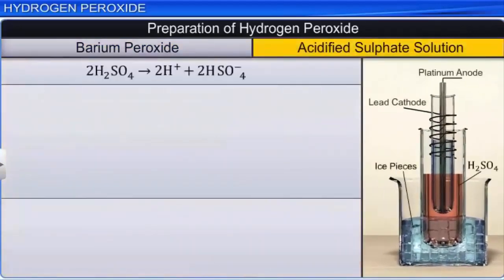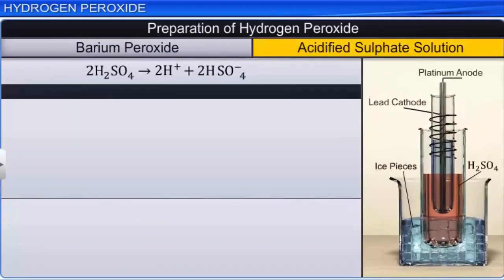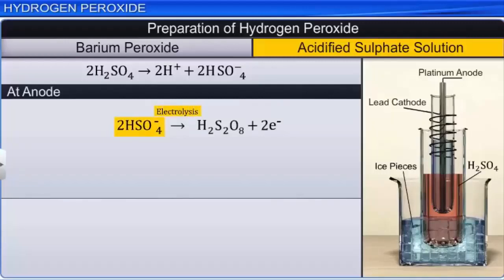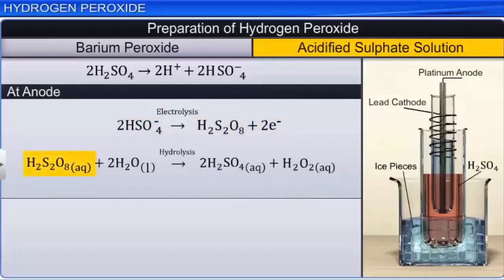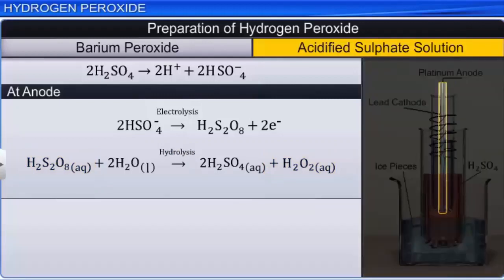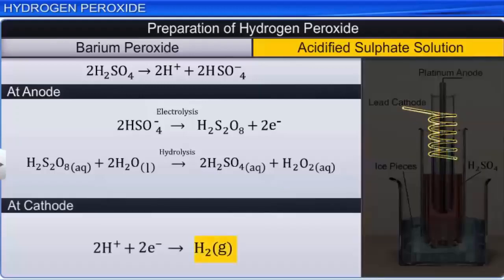You can also obtain hydrogen peroxide from 50% sulfuric acid solution. The solution is subjected to electrolytic oxidation to yield peroxydisulfuric acid. The peroxydisulfuric acid formed undergoes hydrolysis to form hydrogen peroxide. During electrolysis, hydrogen peroxide is formed at the anode. Peroxydisulfuric acid is formed as a byproduct at the anode. Hydrogen gas is evolved at the cathode.